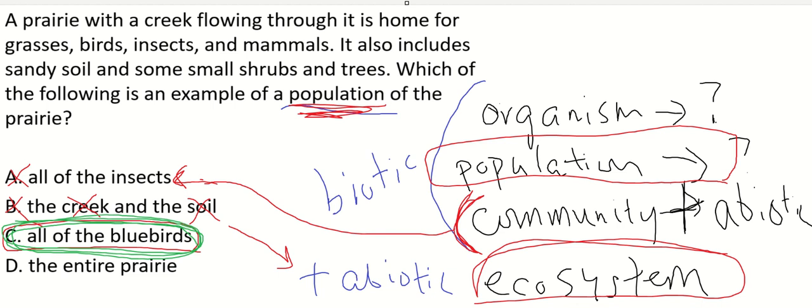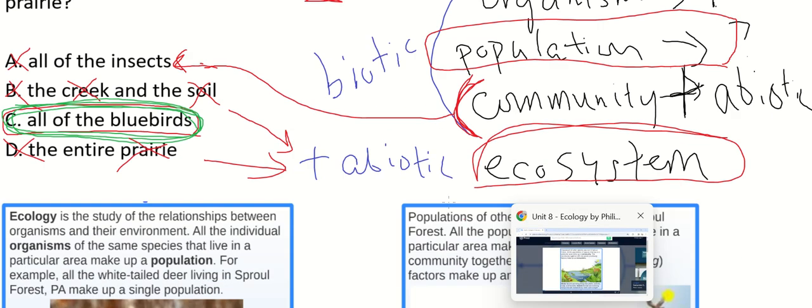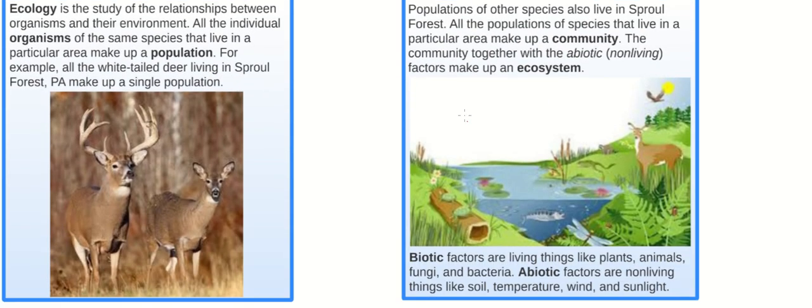All right, D. Why isn't D the answer? Again, this prairie, you're talking about abiotic factors too, so that's more like an ecosystem. So pause your video here if you want to read through these slides again.